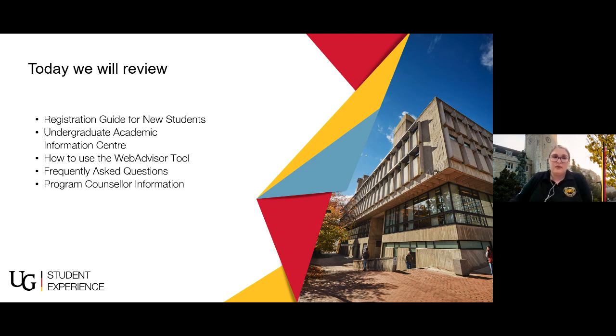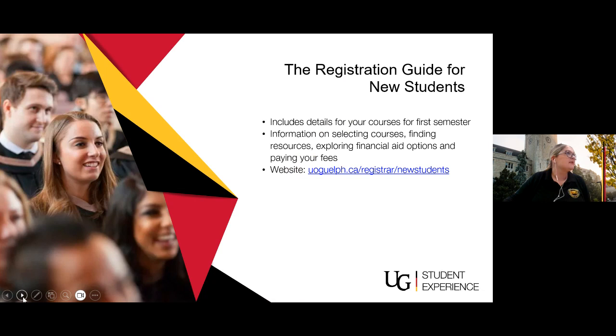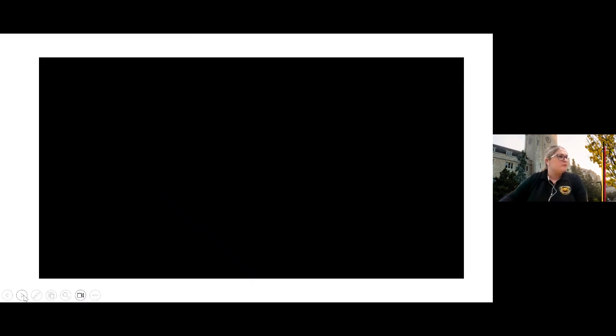So now we're going to play a quick video all about the registration guide for new students. And this is a step-by-step guide for selecting courses for your fall semester. The registration guide includes the details for your first semester and selecting courses. It also talks about finding resources, exploring financial aid options, and paying your fees. So let's watch this quick video.